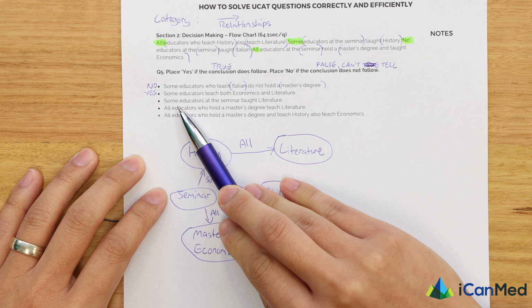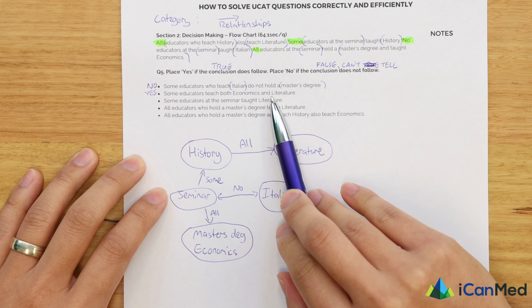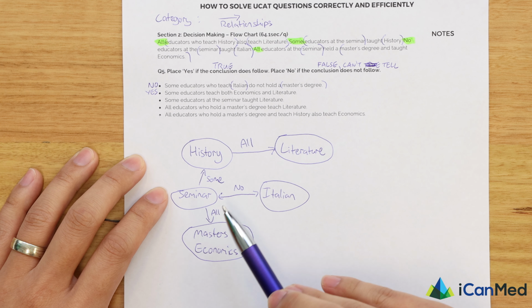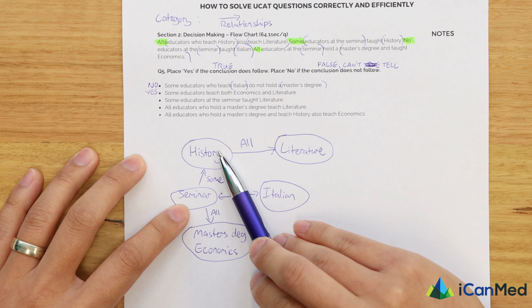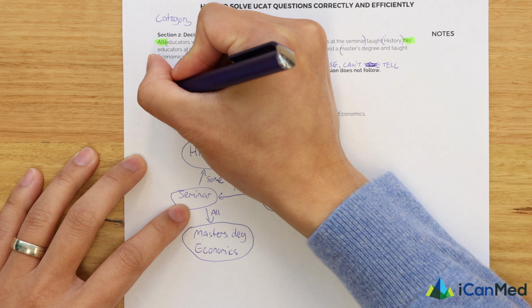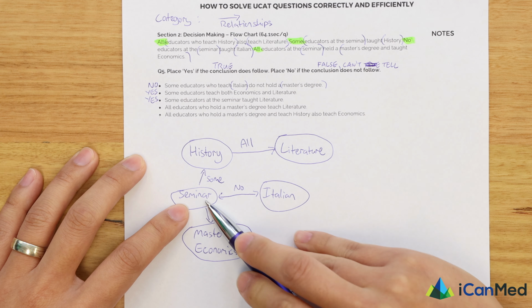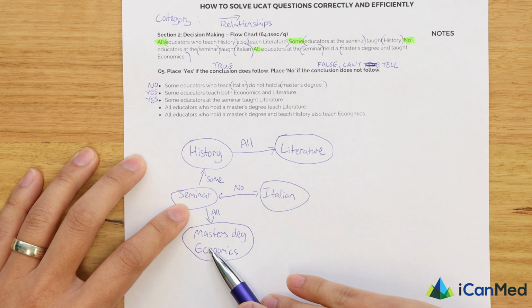Now the next line, some educators at the seminar taught literature. Okay, is that correct? Well, here are the people at the seminar. Some of them taught history, so these will continue to teach literature. So that is a yes. So that's pretty much the same as the previous statement. Okay, but the previous statement just added on that economics part.